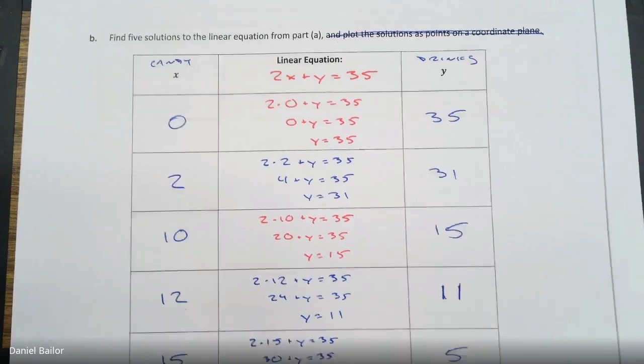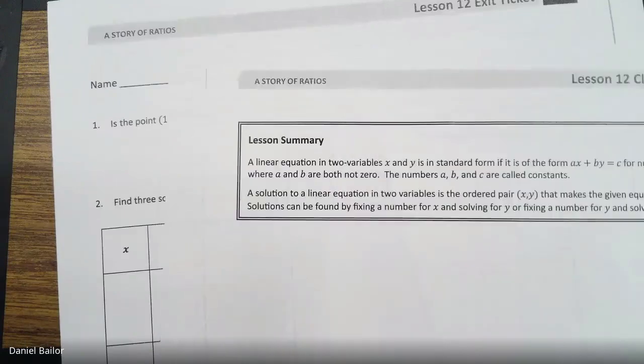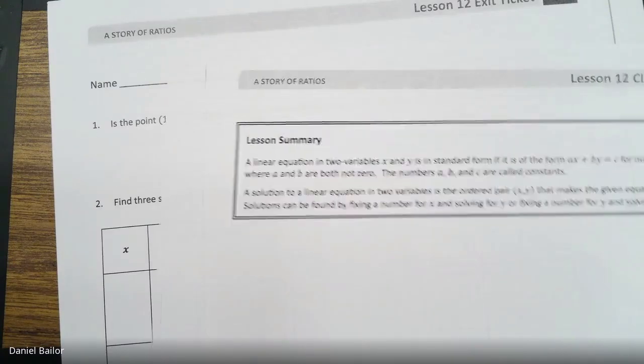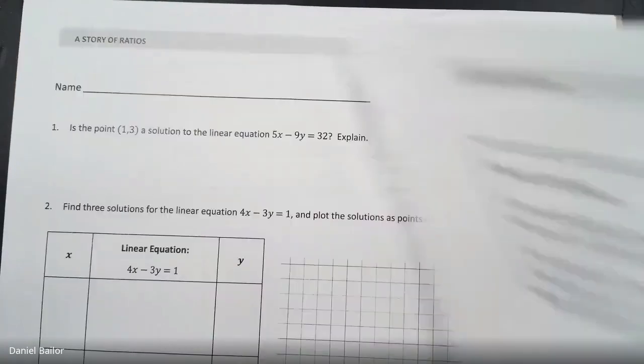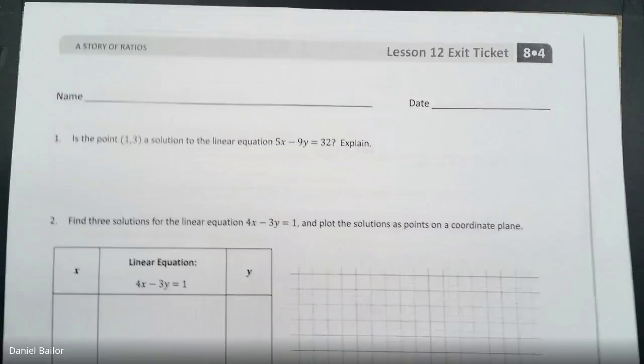Also, the book helps you on this more itself. Like, here's the lesson summary you can use to get help. It just basically summarizes everything we did. There's the exit ticket on page 129. But here we go.